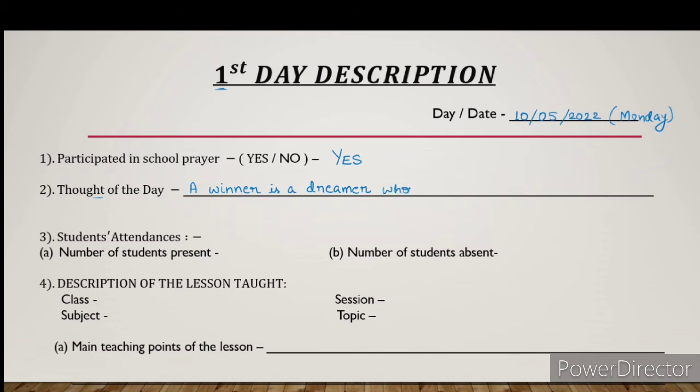Here I am writing, a winner is a dreamer who never gives up. This can be anything, like honesty is the best policy, depending on what thought was given during the school assembly. Students' attendance: in the class, how many students were present? This is just a rough number I am giving, 36. Number of students absent, 4.